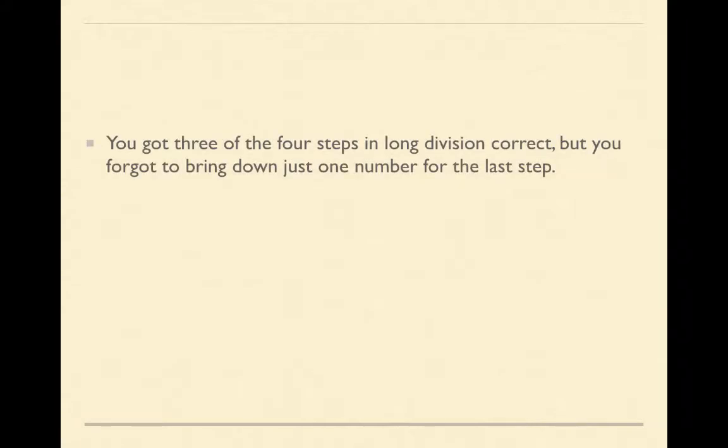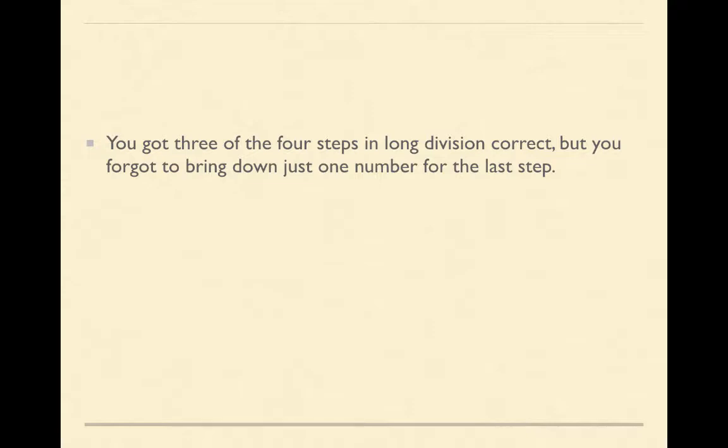It's also helpful to tell students how close they came to reaching the goal. For example, you got 3 of the 4 steps in long division correct, but you forgot to bring down just 1 number for the last step. See, this shows the students, okay, you got the wrong answer, but you're close. You almost got it. Here's the one thing that you missed. So that can be encouraging for them.